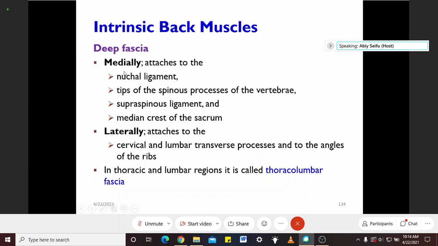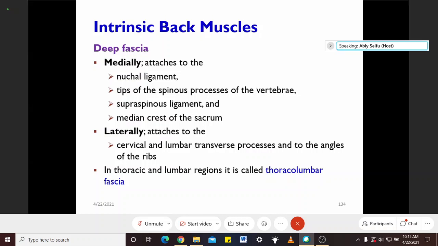Now, in the back region, the deep fascia has lateral and medial attachments. The medial attachment, as the name tells, is at the midline. For instance, on the nuchal ligament, on the tips of the spinous processes of the vertebrae, the supraspinous ligament, and the median crest of the sacrum. Those structures are used for the attachment of the deep fascia.